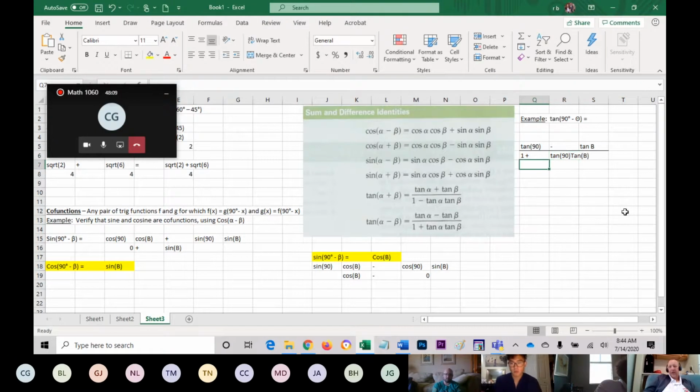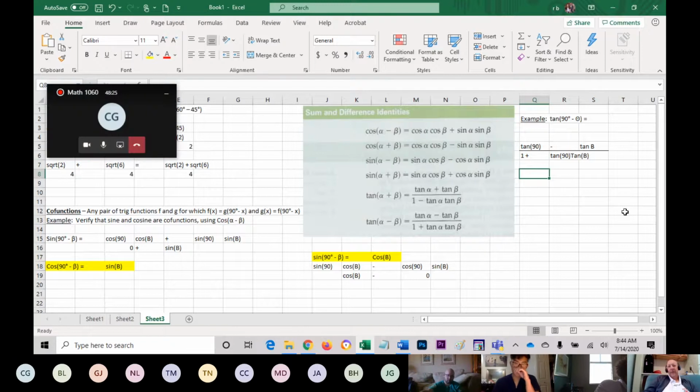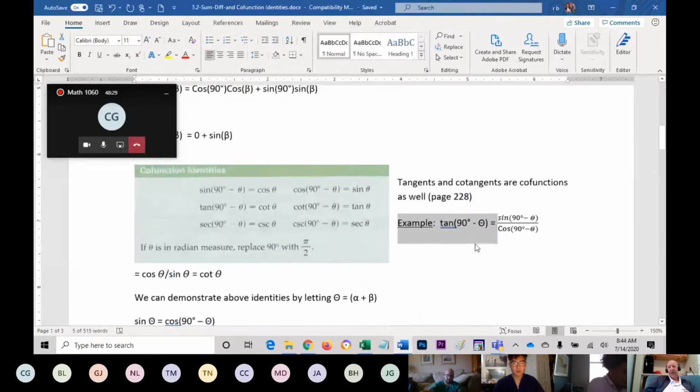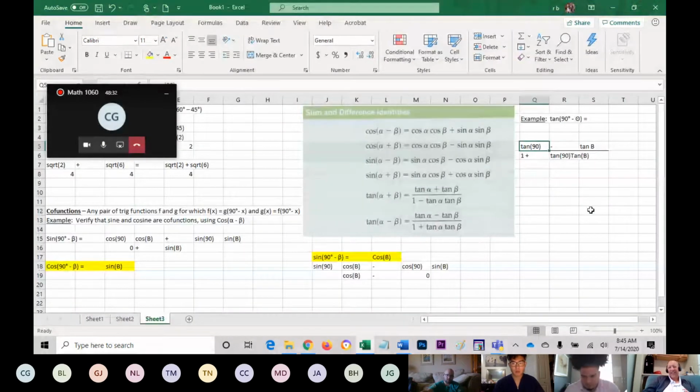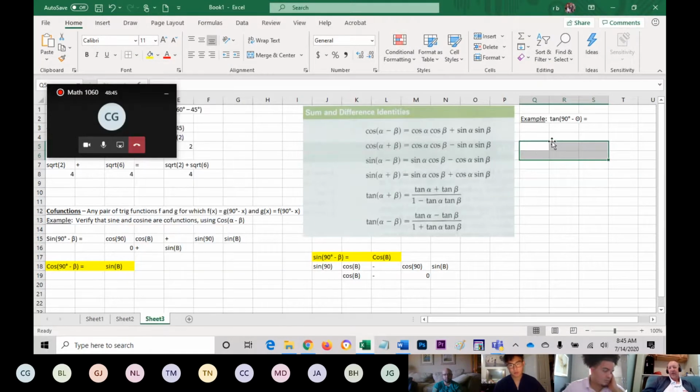Okay, so do you remember what the tangent of 90 is? Tangent of 90 is undefined. Is it? It's not undefined, is it? Oh, you're right, it is. So we shouldn't be using that. Yeah, we don't want to use that one. I changed my mind. Okay, that doesn't help us, does it? Okay, so let's try this again.